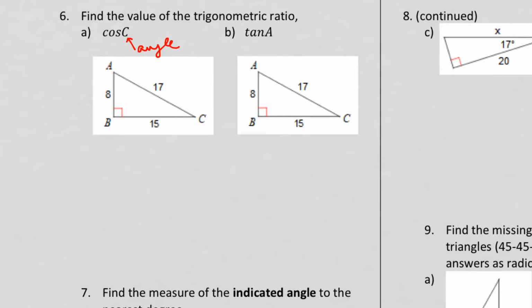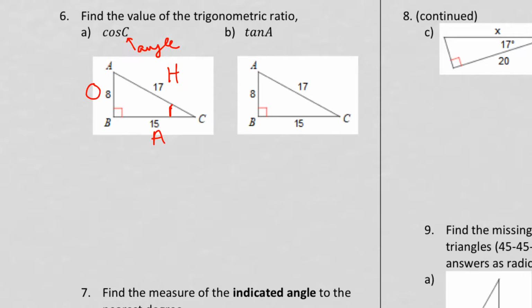So cosine of C means that I'm going to choose this acute angle C as my reference, so I can label my sides off of that angle. So first, 17 is the hypotenuse, and then from angle C, the side opposite is going to be the 8, so I'll put an O for opposite. Then 15 is the adjacent side.